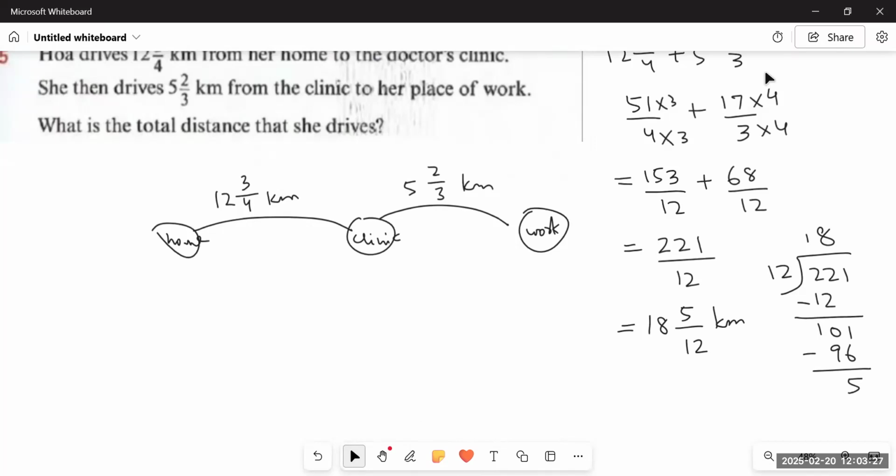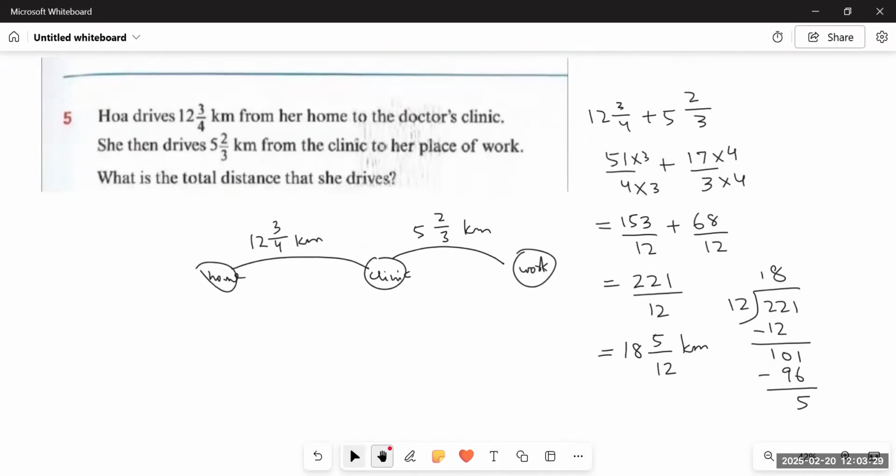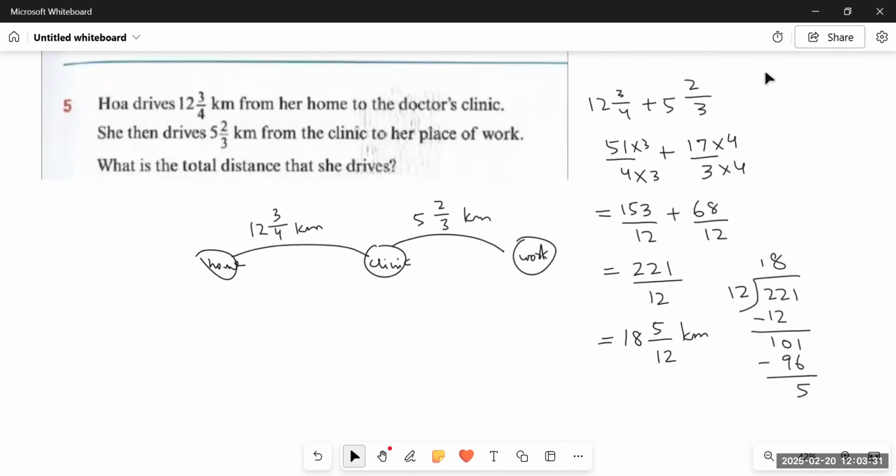she drove a little more than 18 kilometers as a whole, because earlier she has driven 12 kilometers and a little more, that is 3/4 kilometer further, and then afterwards she drove for another 5 whole 2 upon 3 kilometers, which means that as a whole she has driven 12 plus 5, 17 kilometers, and then 3 upon 4 and 2 upon 3 when added gives us a total of 18 whole 5 upon 12 kilometers.